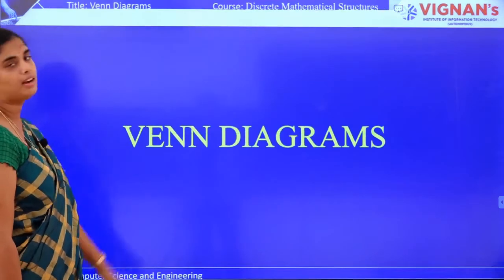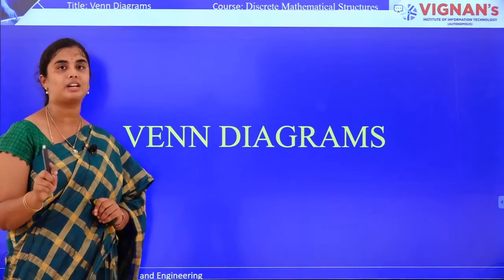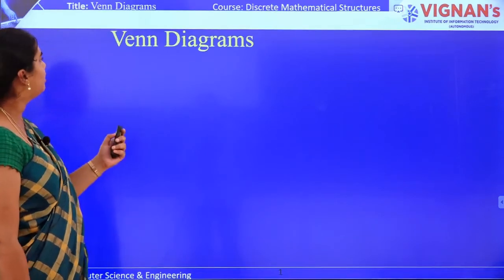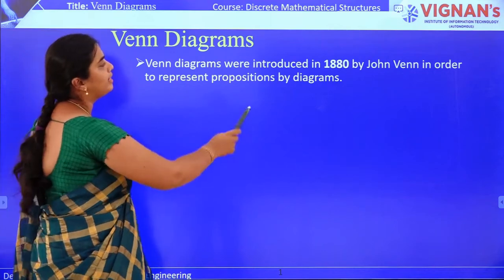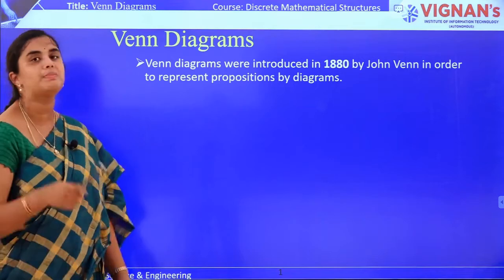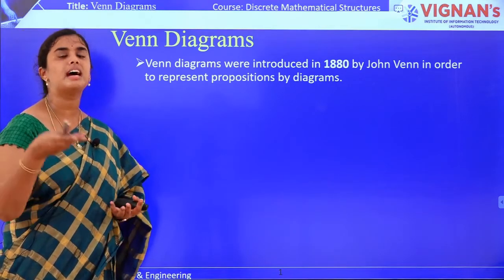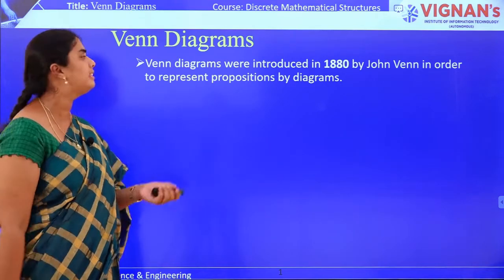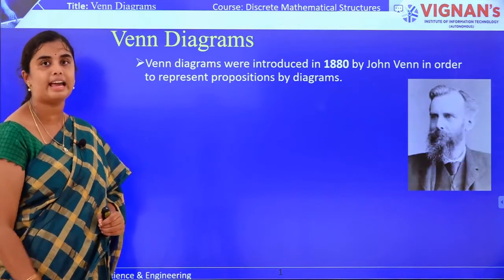Now let us go to the next very important topic of the entire discrete mathematical structures, which is Venn diagrams. Okay, I will show you the author of the Venn diagrams. Venn diagrams were introduced in 1880 by John Venn in order to represent propositions by diagrams. Propositions, what are these propositions? Propositions are the statements which can be either true or false and which can be represented in the statement form. And he is John Venn, who actually invented these Venn diagrams.